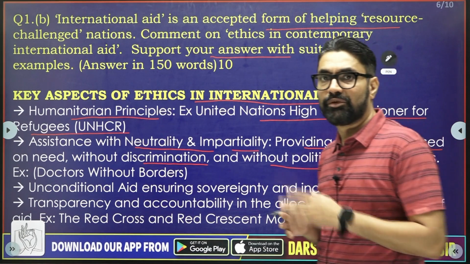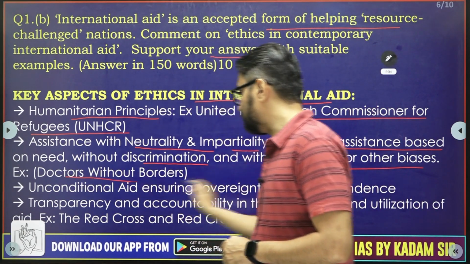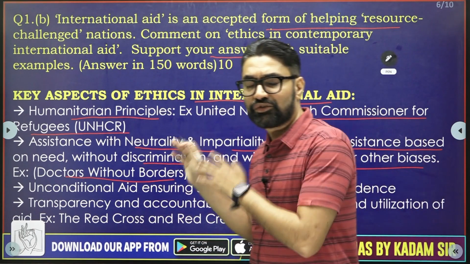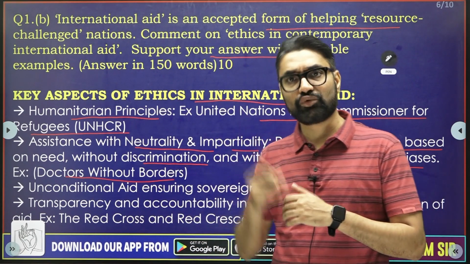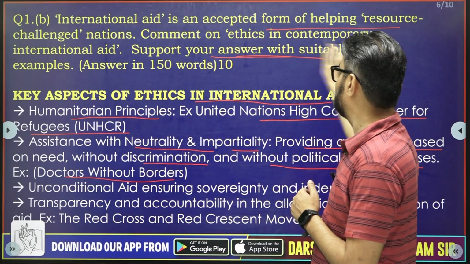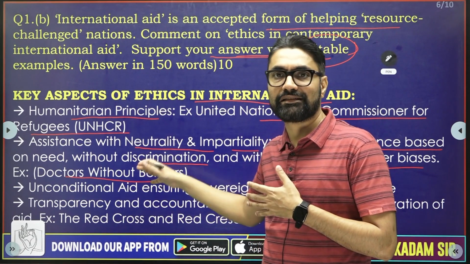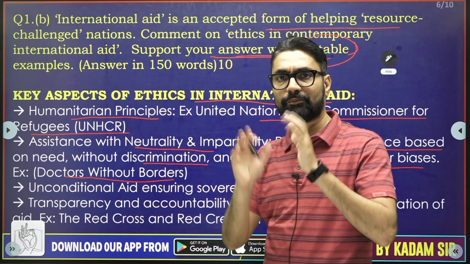Okay, and such aid should be without any political biases or so on. So for example, Doctors Without Borders. Okay, so Doctors Without Borders is an organization. तो यहीं पे मैं example दे रहा हूँ to support, क्योंकि they said support your answer with suitable examples. तो 2-3 points में I will add the example itself. तो मैंने बोला 3-4 example आप दे पाओ, that's enough.